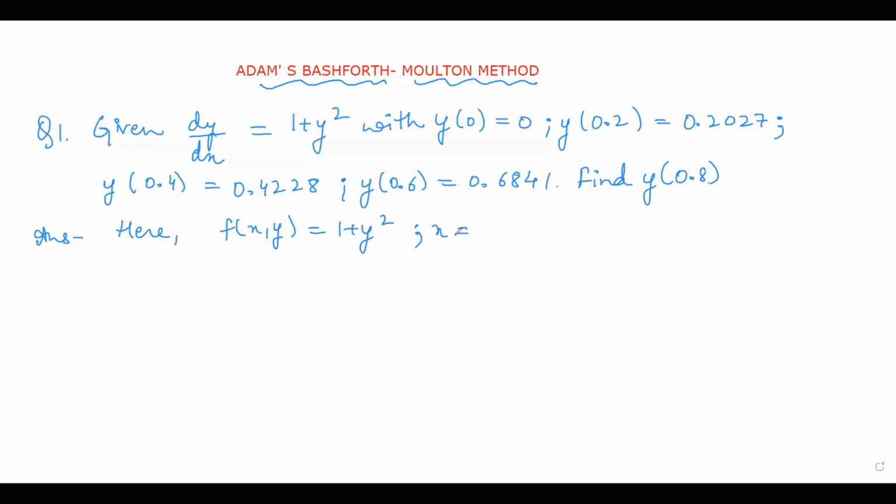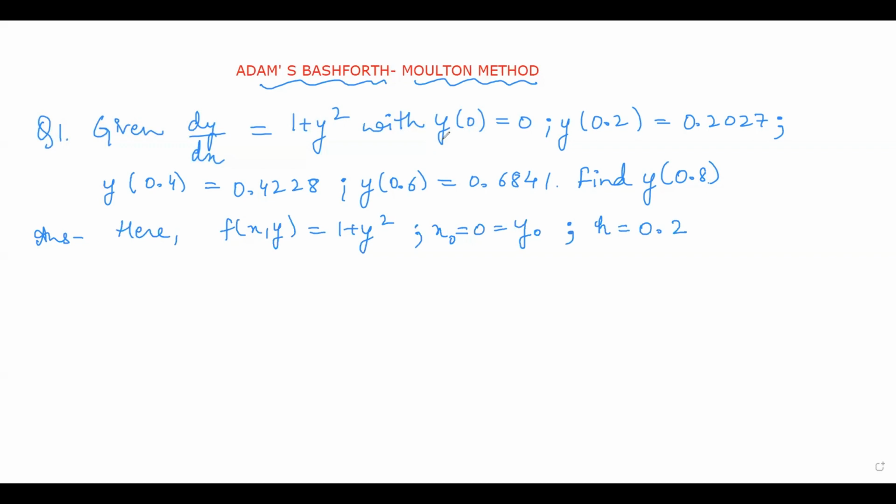x naught is 0, y naught is also 0, and the most important part is what is our h. Here our h is 0.2. Why 0.2? Because you can see the difference between x naught, x1, x2 and x3. The difference between x0 and x1 is 0.2. So that's how we get h as 0.2.